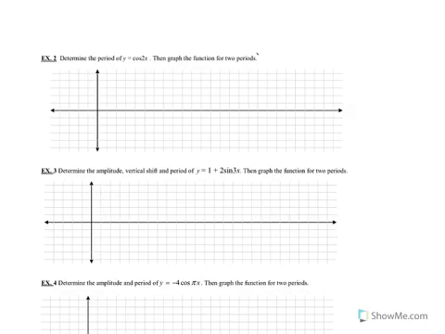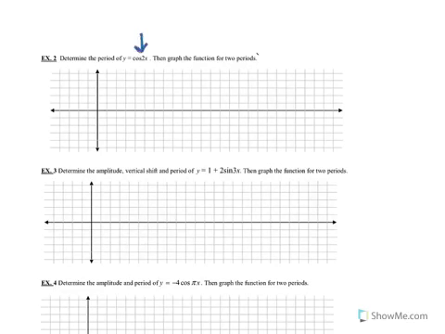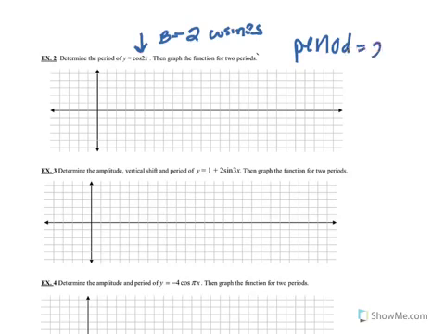Determine the period of y equals cosine 2x, then graph the function for 2 periods. So again, I'm looking right here at the b value. The b value is equal to 2. That's the frequency that tells me I'm going to have 2 cycles, and then the period is going to be equal to 2 pi over 2. In other words, the period's going to be pi.